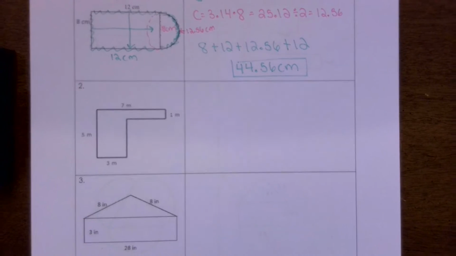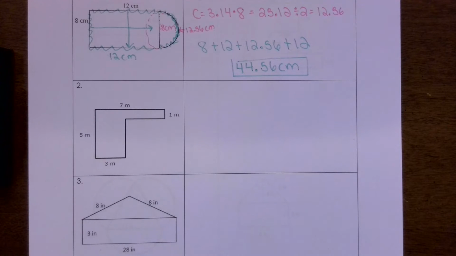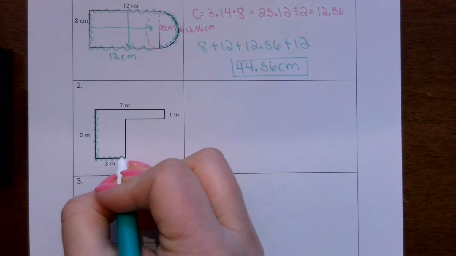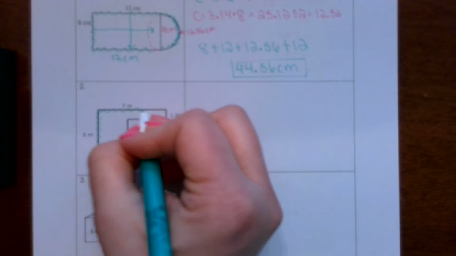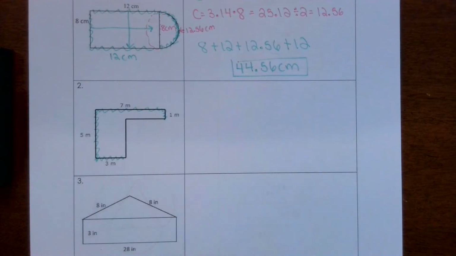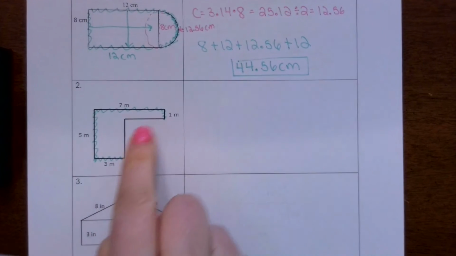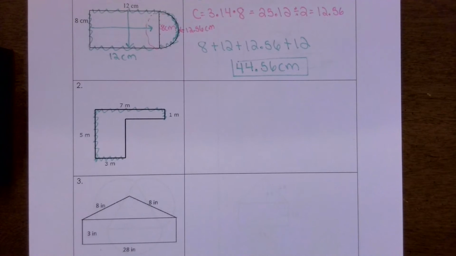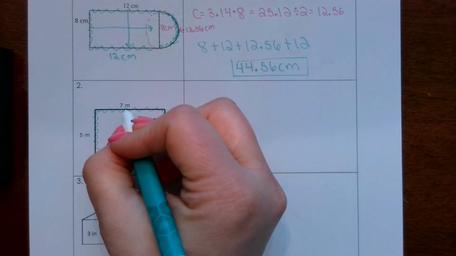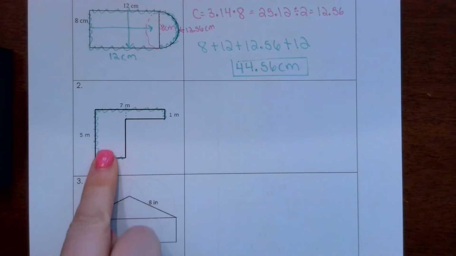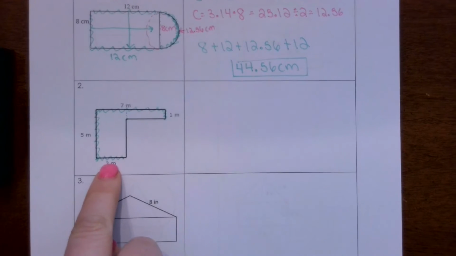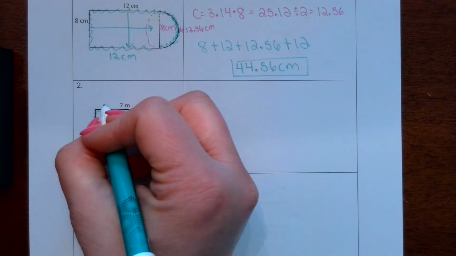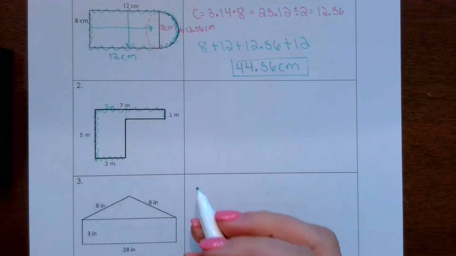All right, let's take a look at this next figure. Looks like I have two rectangles, and I know that is 5, I know that is 3, I know this is 7, and I know this is 1. But I don't know this measurement, and I don't know this measurement. So I've got to take a look at how to break down these rectangles. If I draw a line here, I have this rectangle. And this tells me that this measurement right here, all the way up here, is 3 meters.